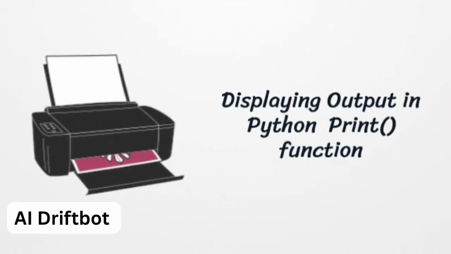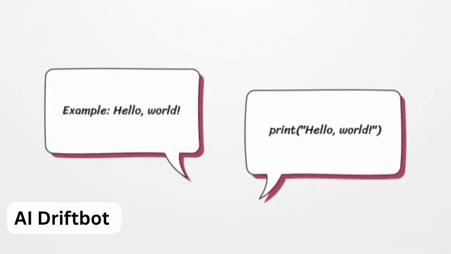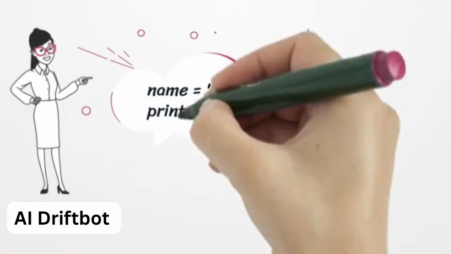You can display output using the print function. Here's a basic example: print("Hello, world"). This will display Hello, world. You can also print variables or results of expressions.